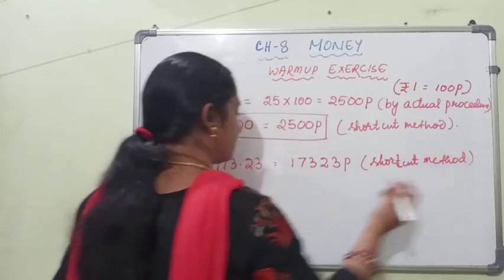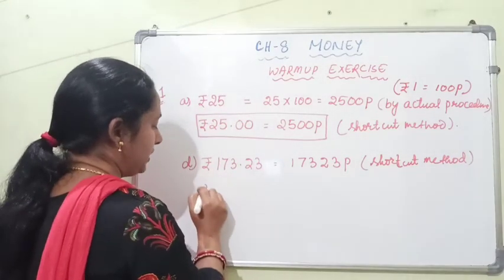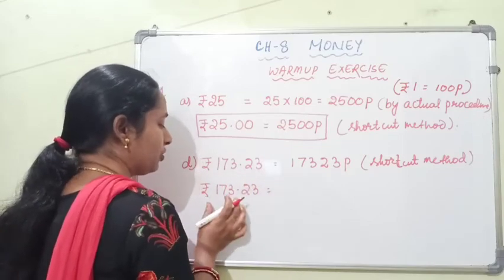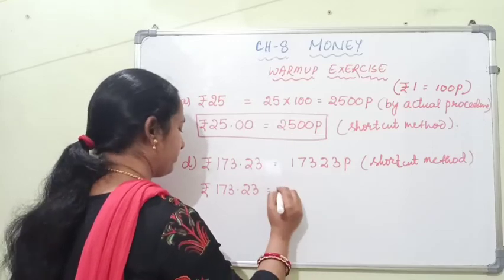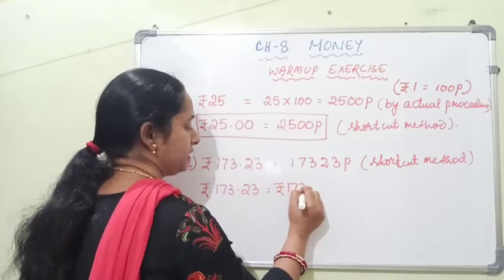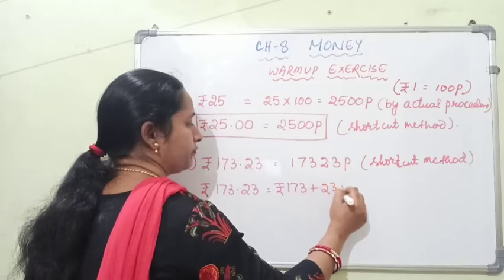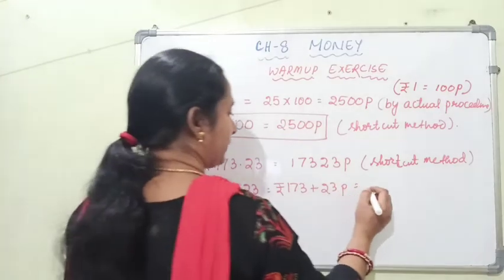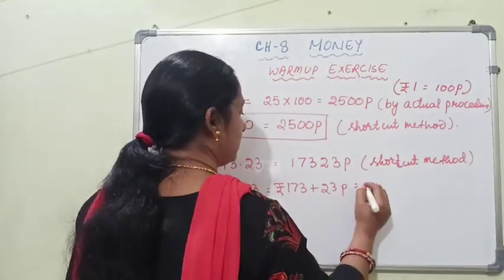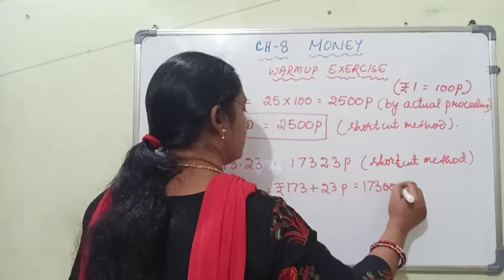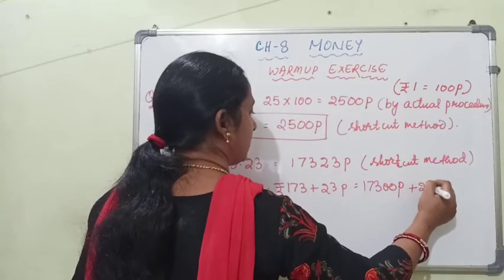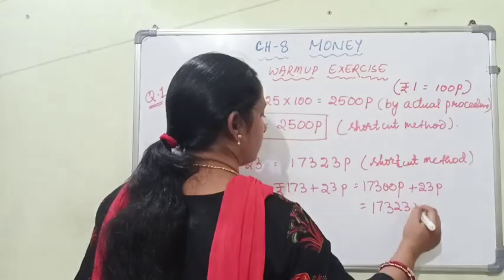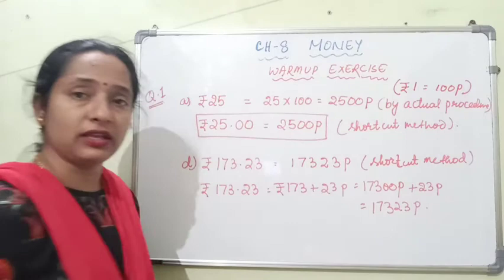Whereas what is the actual procedure, children? Here, rupees 173.23 is a combination of rupees and paise. So let us separate it: rupees 173 plus 23 paise. Now 173 rupees, if we want to convert it to paise, it will become how many paise? 173 times 100 paise plus 23 paise. This is equal to 17323 paise. So in both cases you get the same answer.